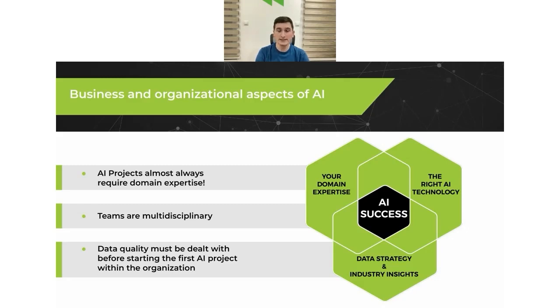We see it as an overlap of three different topics or three different things. First, domain expertise. Second one, data. And the third one, right, AI technology. Okay, but what does that really mean?